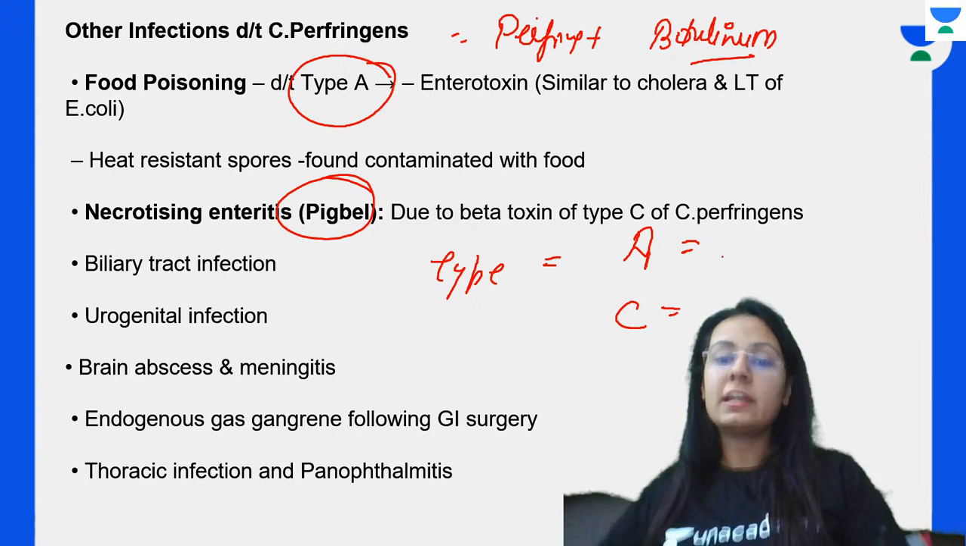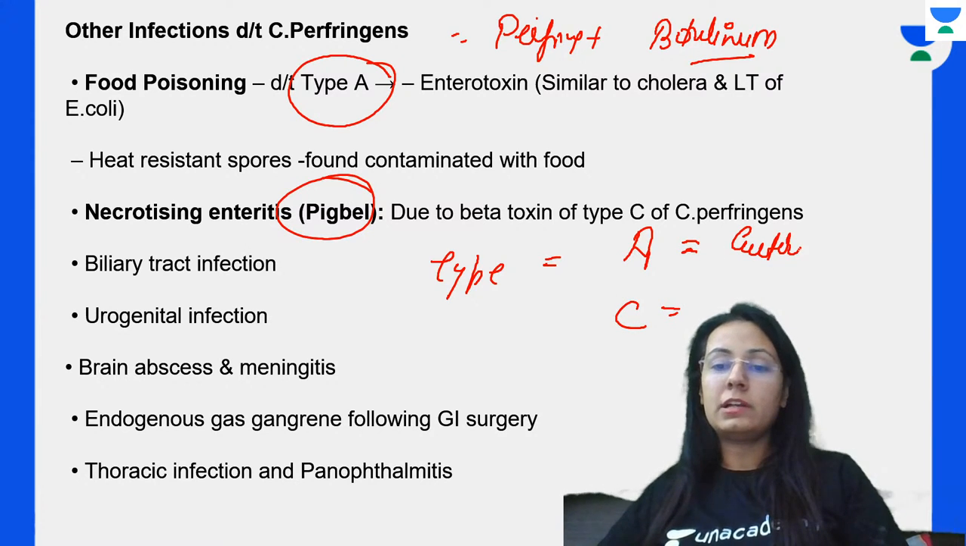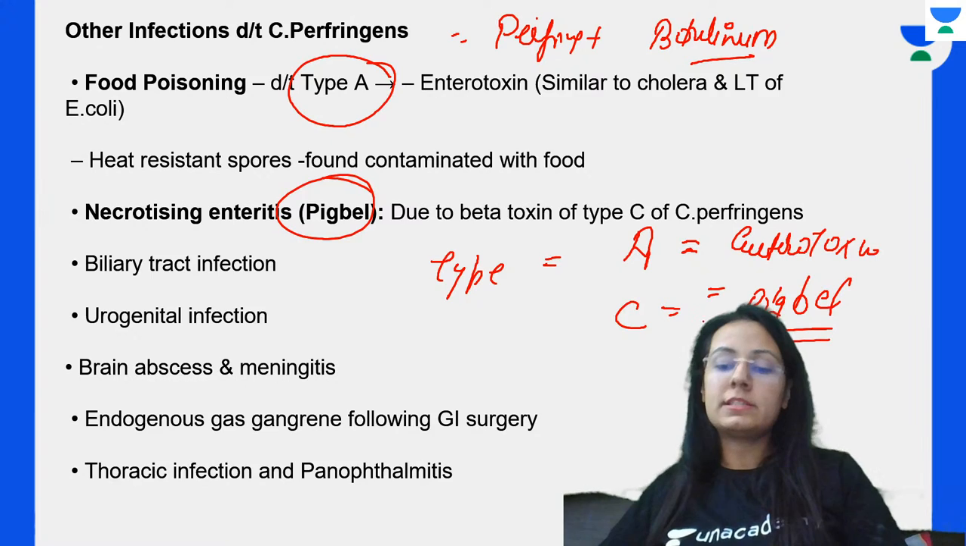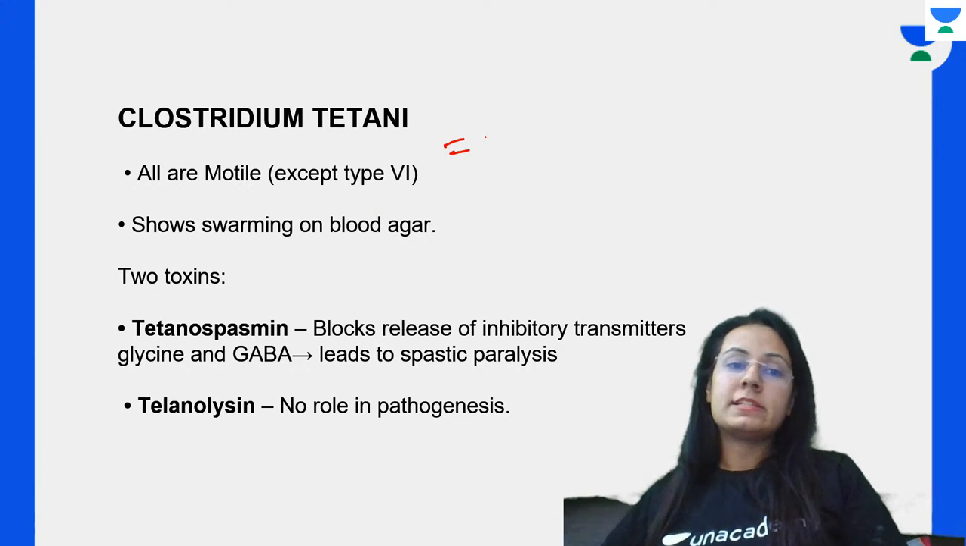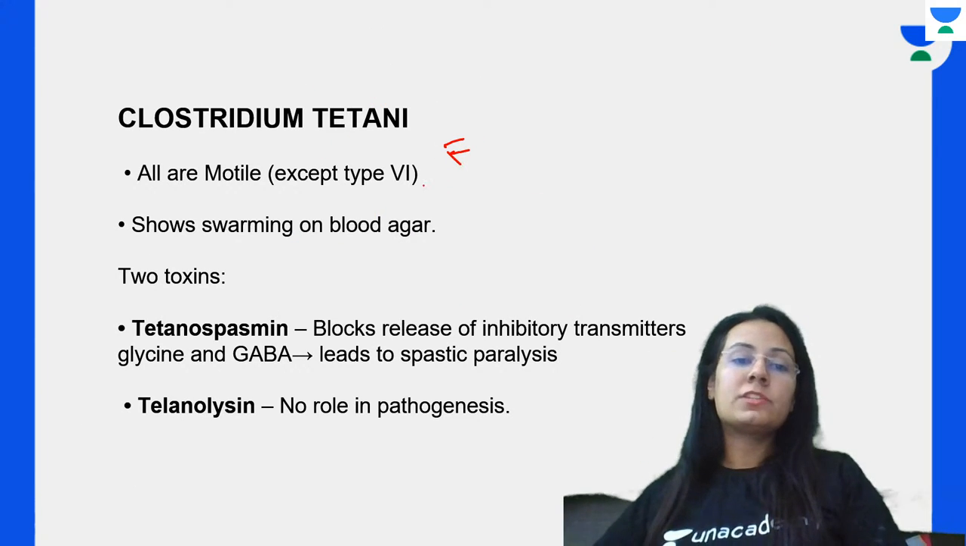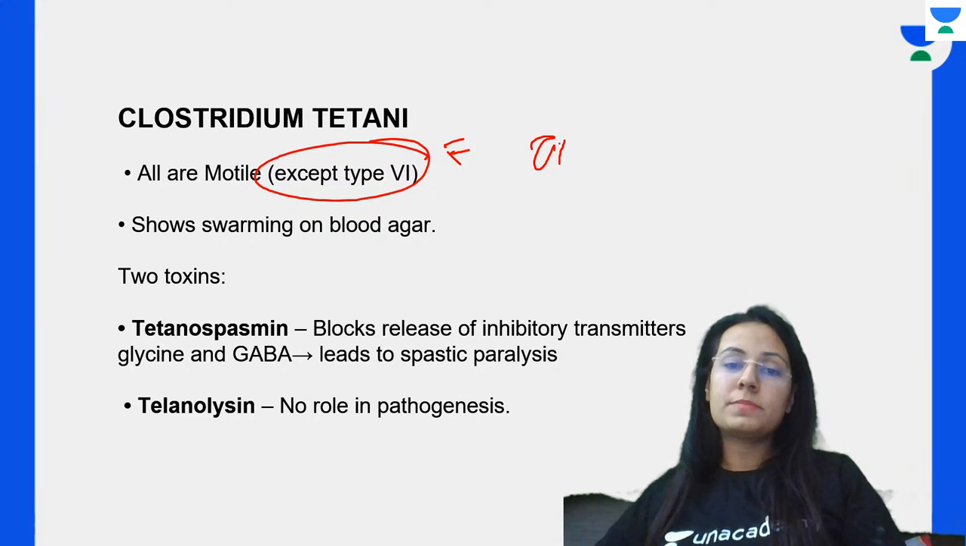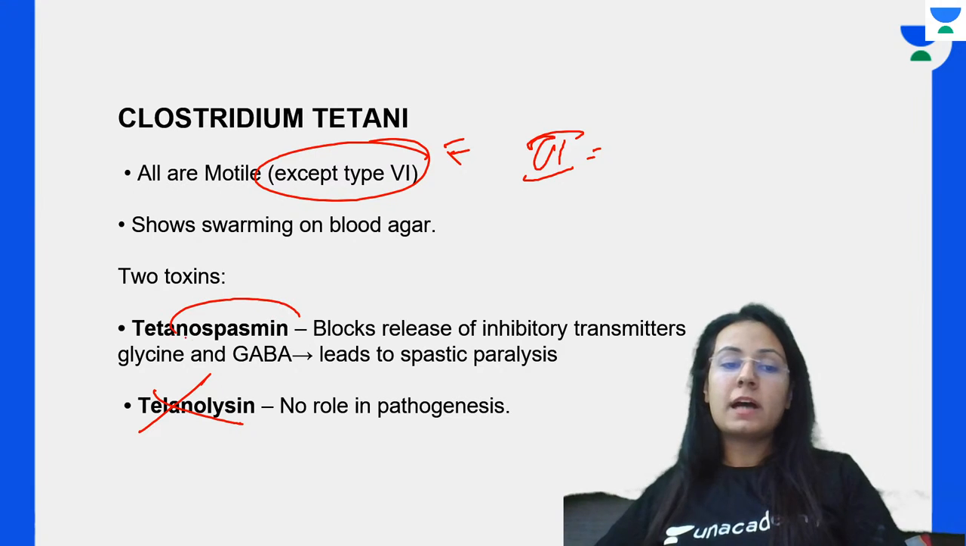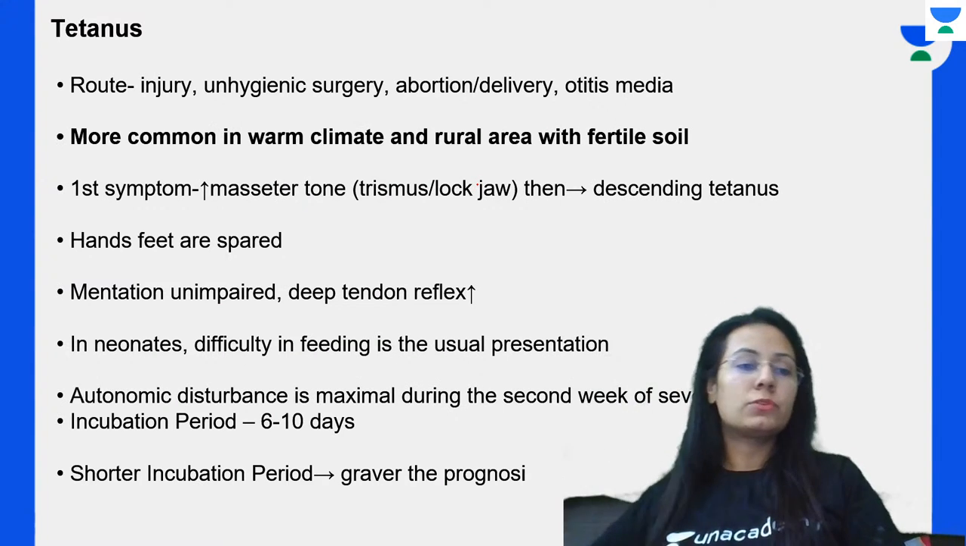That's mainly what we read. Type A is mainly responsible for the enterotoxin, that is for food poisoning, and type C for the necrotizing enteritis, that is the pigbell disease. Please remember that all are motile except type C, which is non-motile. Tetanolysin has no role, and tetanospasmin is what causes the spastic paralysis by blocking the inhibitory neurons.